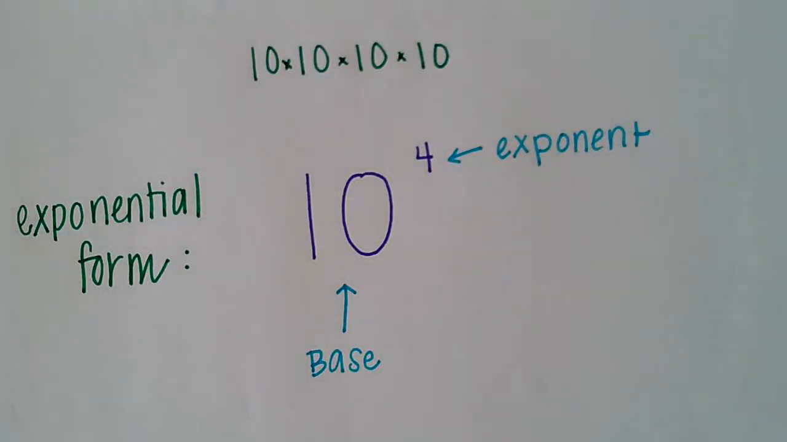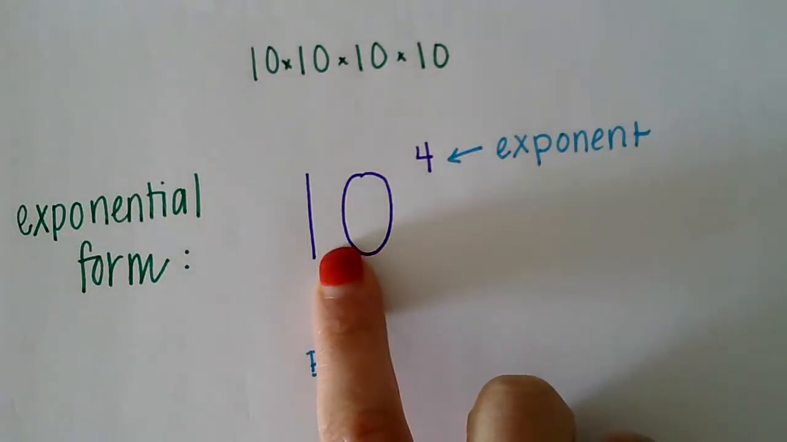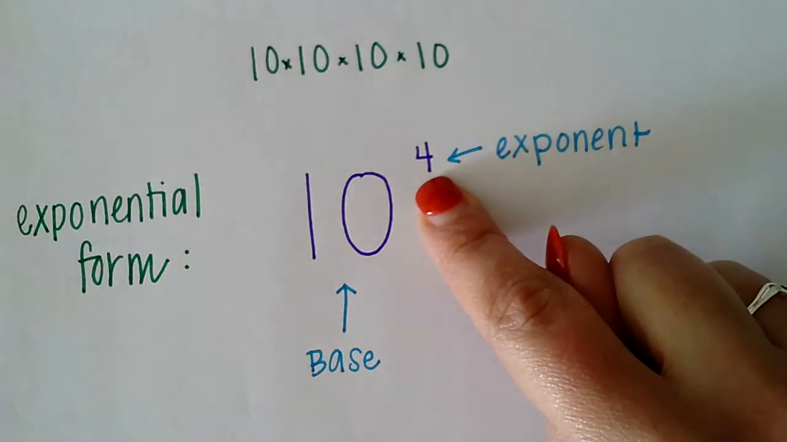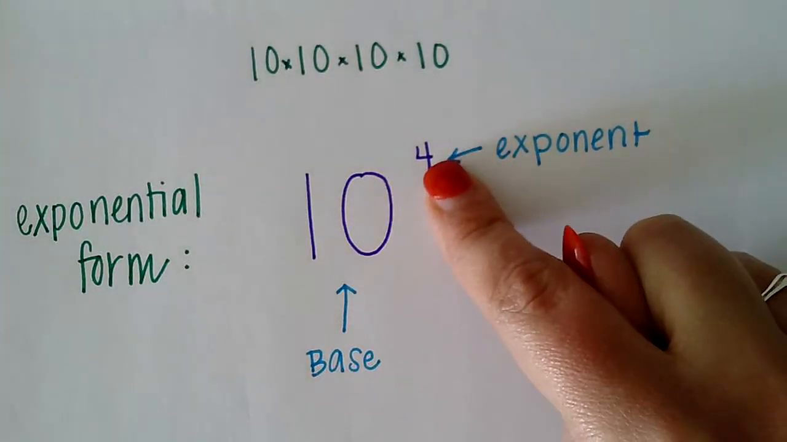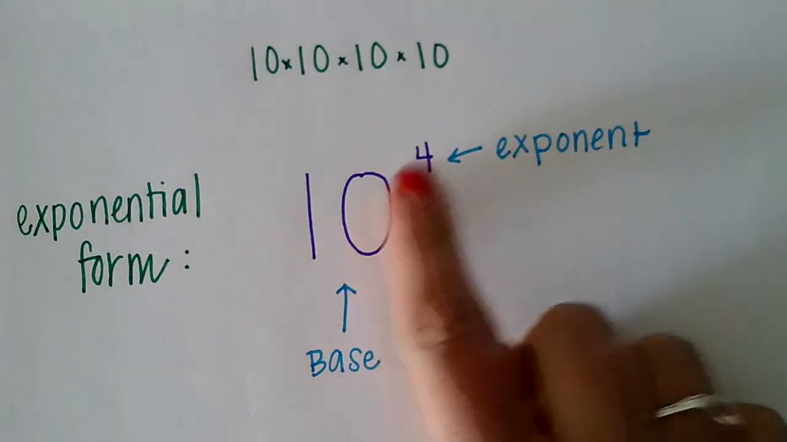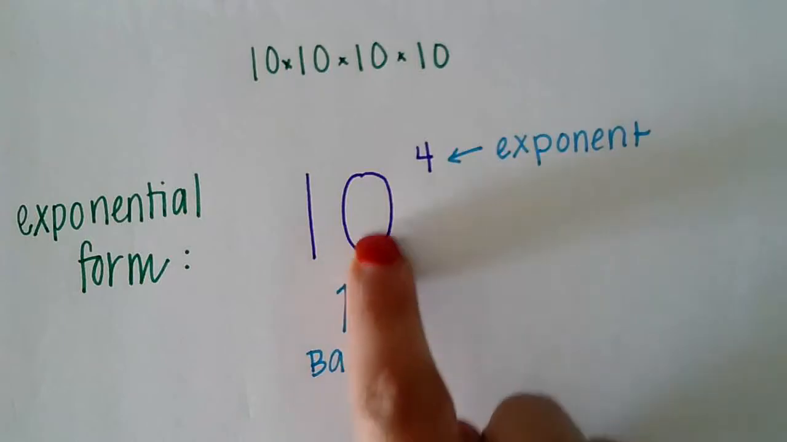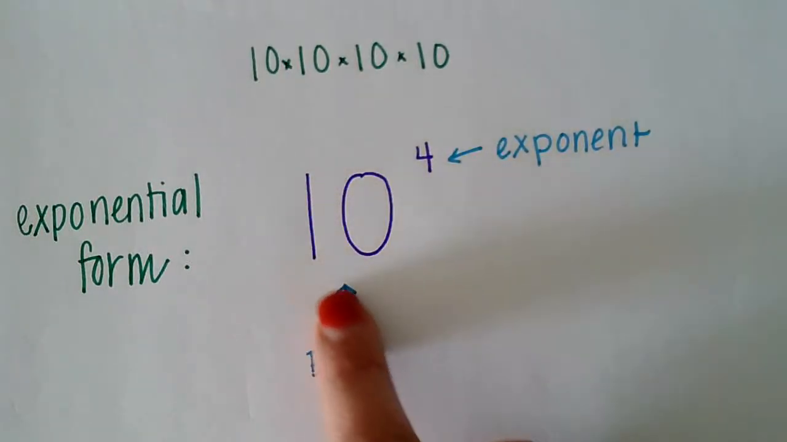Today we are going to talk about multiplying and dividing by powers of 10, but we are going to do so with exponents. So first let's go over exponential form. When we write a number in exponential form, we are writing it with a base and an exponent. This exponent is this little number up here. It's up in the top right corner next to your number, and it tells you how many times your base is going to be multiplied.